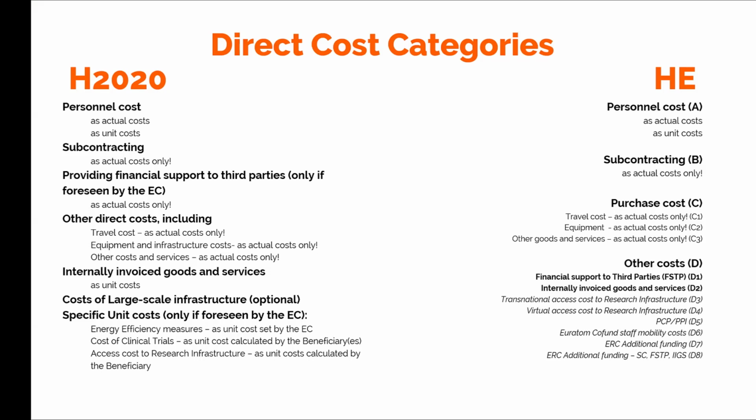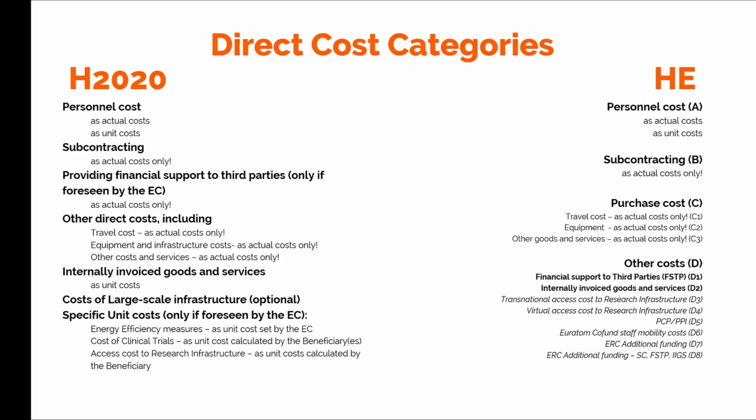Now in Horizon 2020, the three main cost categories are, I wouldn't say were, because most of you still have Horizon 2020 projects running. So are the personnel cost, the subcontracting cost, and, jumping one on my slide, the other direct cost. Now, any other item on this list on the left side under Horizon 2020 are optional cost categories.